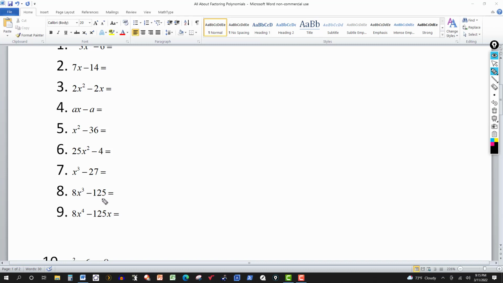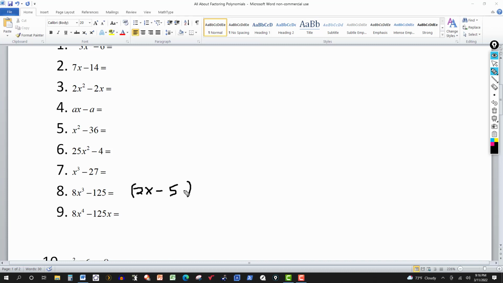Now the next one, you have 8x to the third minus 125. Well, 125 is the same thing as 5 to the third power. So these are difference of cubes. No common factor to take out. So the first factor should be the difference of the cube roots. So this will be 2x, because 2x cubed gives me 8x to the third. And the cube root of 125 is 5.